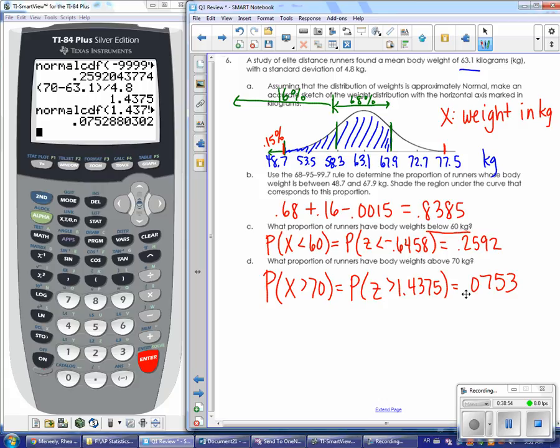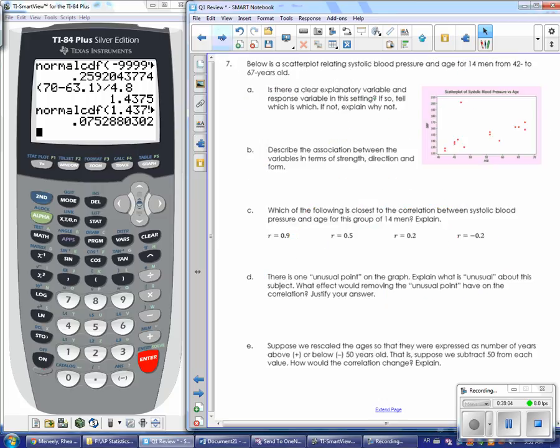Okay. All right, so that's pretty much it with Chapter 2. The last couple of questions deal with what we've been dealing with most recently in Chapter 3 and looking at relationships in bivariate data. So number 7, you're given a scatter plot.